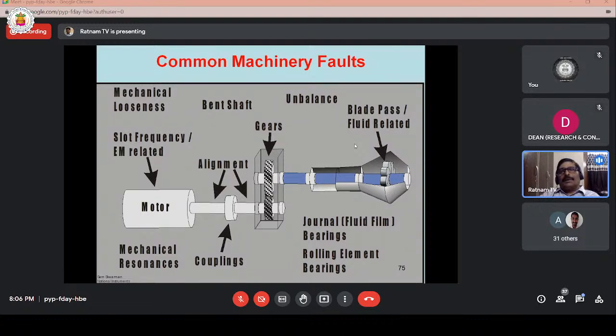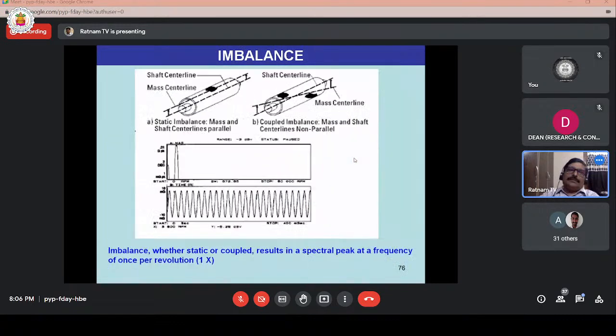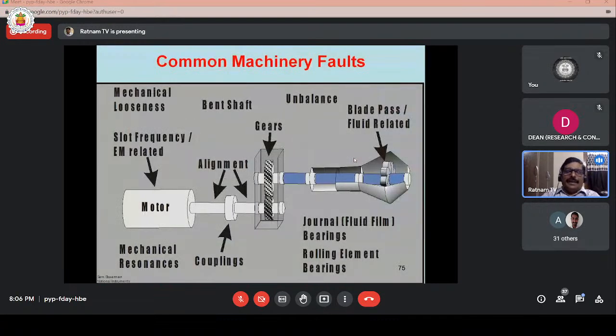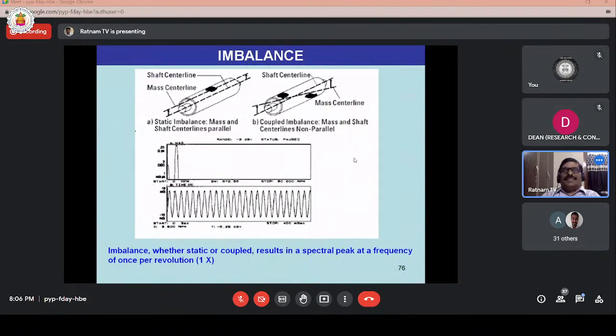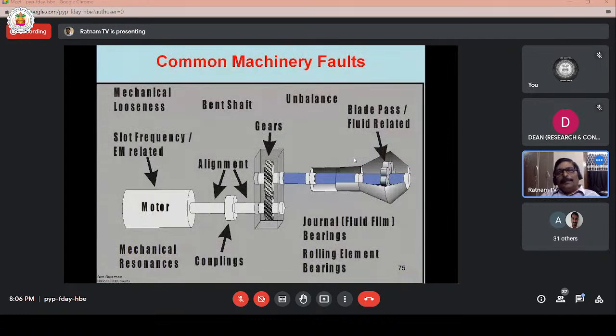Typical motor with the gearbox and impeller fan: mechanical looseness, soft frequency, electromagnetic-related faults, mechanical resonances, alignment issues, bent shaft, gear faults, unbalance. Bearings, general bearings, rolling element bearings, all these common machinery faults can be identified using vibration analysis. This can be identified in the vibration spectrum.